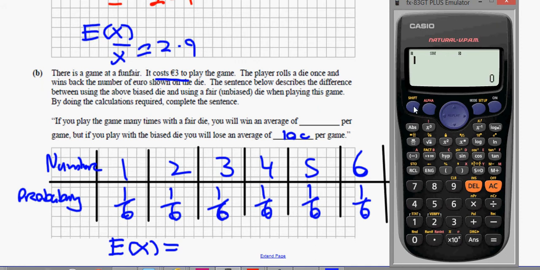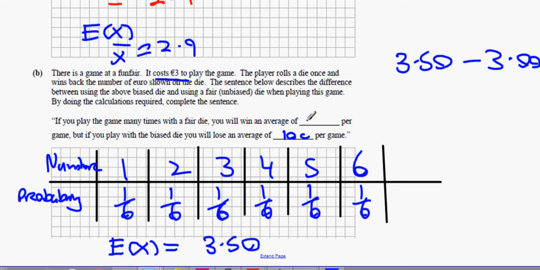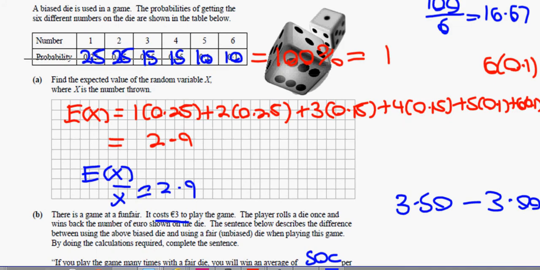Remember, it's just about getting the average. Okay, stat variable, and we're going to go for the mean again, and this time it's €3.50. So the expected value is €3.50, or the average value is €3.50. Now remember what we said, it's your average win per game minus the cost of playing the game. So if we take €3 away from €3.50, we're going to get 50 cents per game. Is that all right?